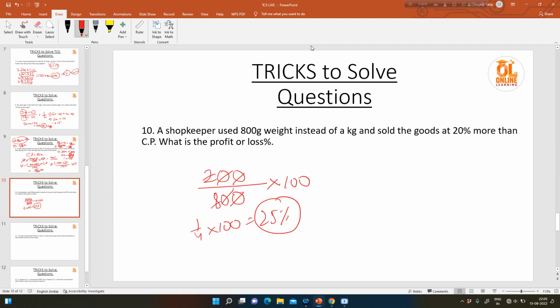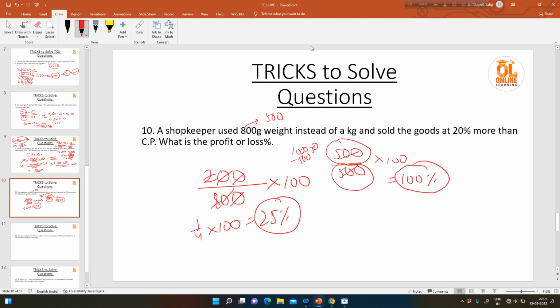So by doing this cheating, he is getting 25% profit. Suppose they had given that he has used 500 gram of weight. Then we would have done 500 by 500, because the total is 500, and he has cheated by 500 because 1000 minus 500 is 500, right, into 100. That would be 500, 500 gone, so he would have a profit of 100%, right? So this is the other case, and initially we have got 25%.